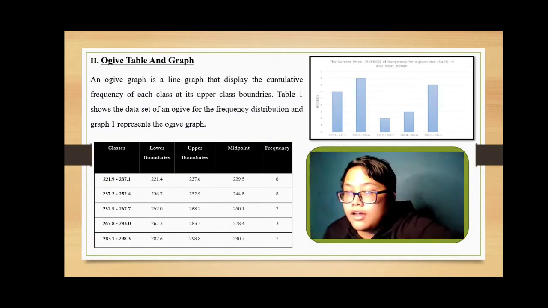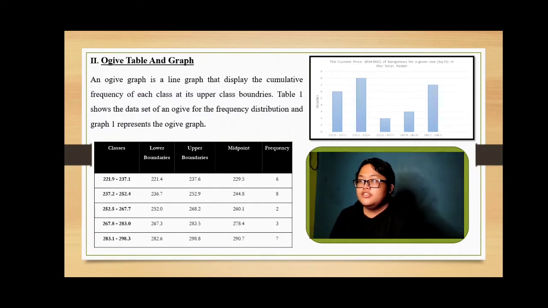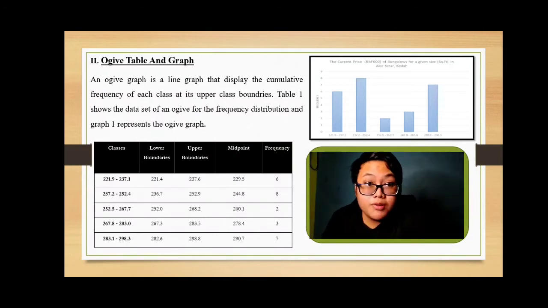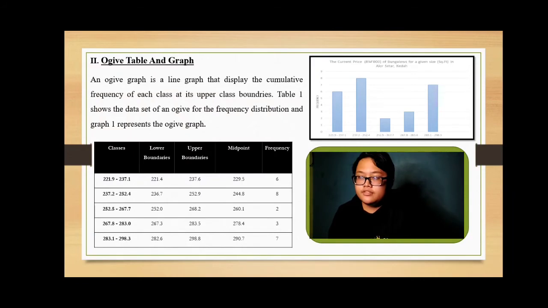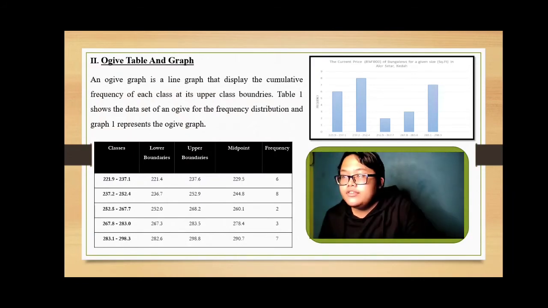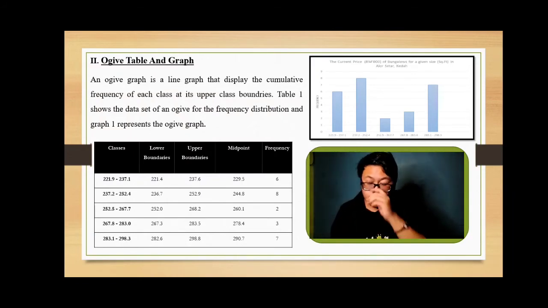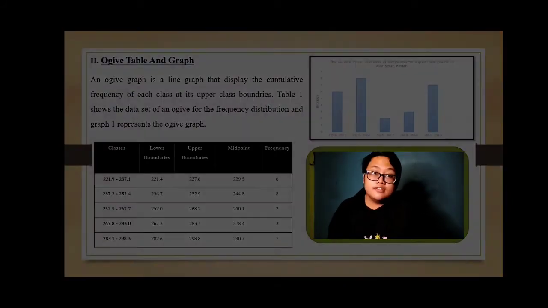So we have the bar chart here, graph 2. We have the frequency on the left side, and at the bottom we have the classes. So this is the ogive table and graph. That is all from me. I will send you towards the next presenter, and bye bye.